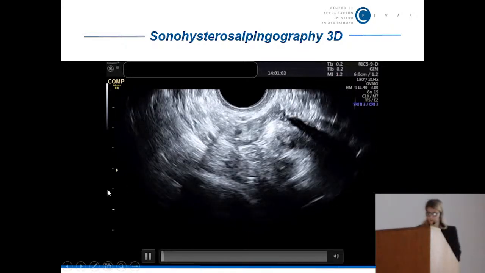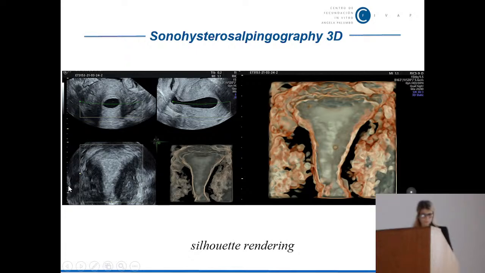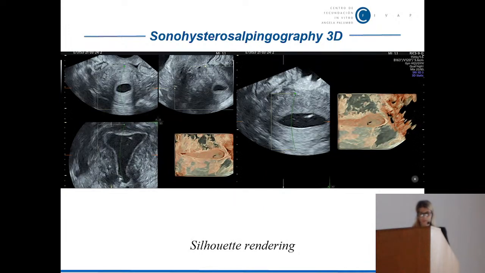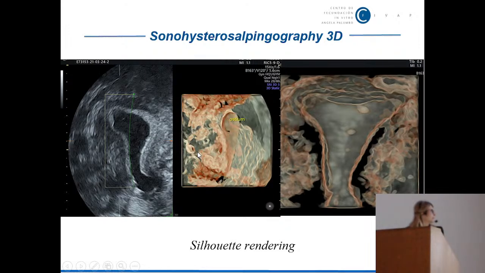This is another modality to reconstruct the cavity, the silhouette rendering, and it allows us to have a virtual reconstruction of the cavity and therefore also of the tubal ostium. And we see the tubal ostium if we change the plane to the coronal plane from the sagittal plane. And this is another example of reconstruction of the other side.